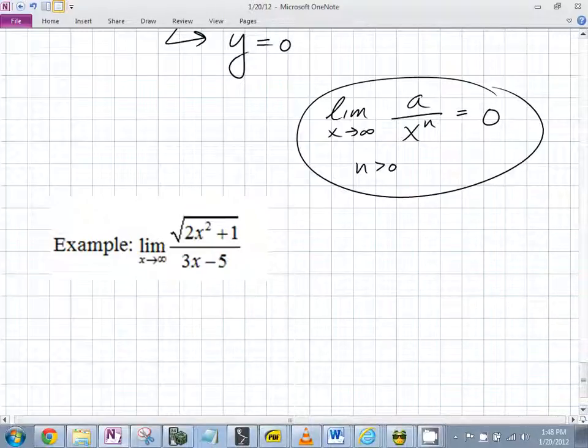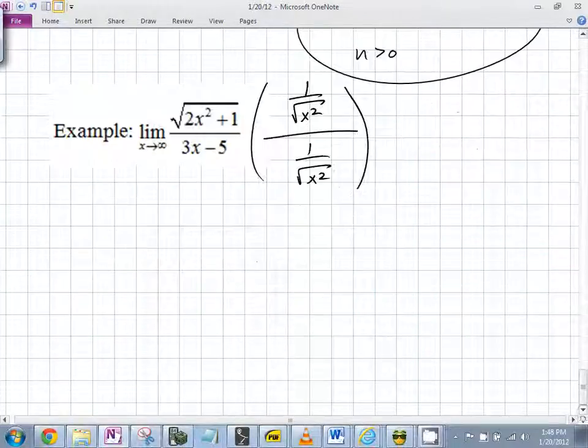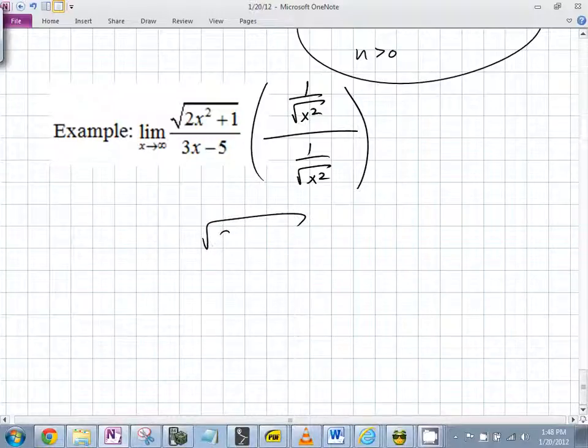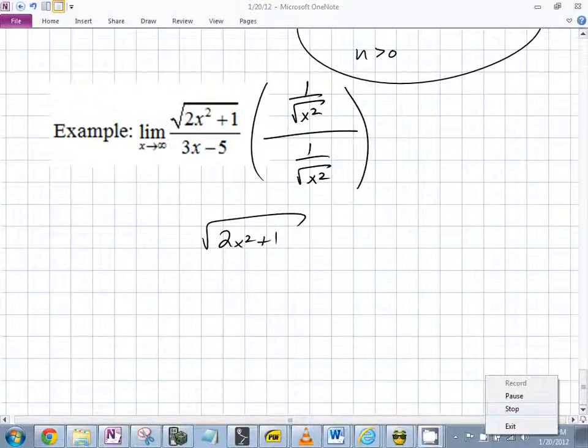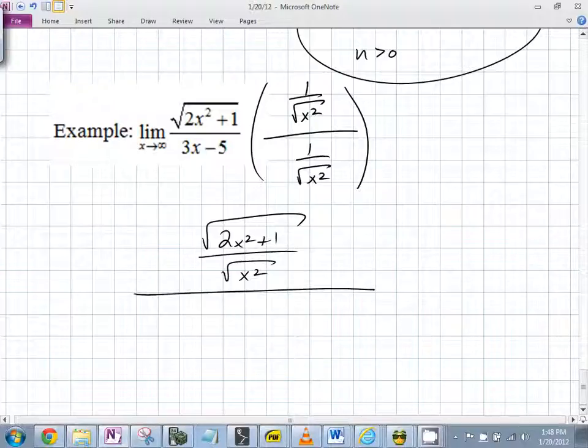You see this right here? What's that just a fancy way of writing? 1. A over A is 1. Why is this helpful? Well, it's helpful because when we rewrite this, the numerator becomes 2x squared plus 1 over root x squared. What's the denominator become? Okay, so let's look at the denominator now. What's the square root of x squared? X. So the denominator here becomes 3x minus 5 over x.